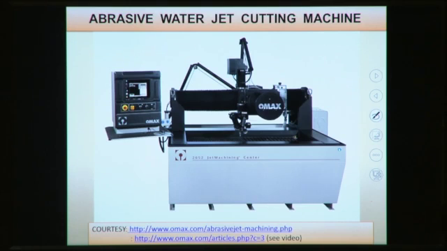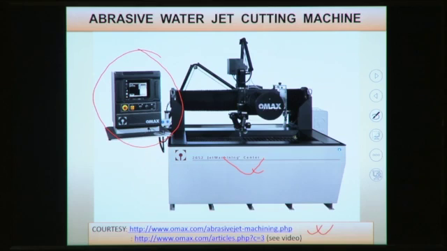Okay, so this is the setup of the abrasive water jet machine. These are the links where you will get more information about this abrasive water jet machine. This is the control panel here. You can write your program, and this is the water tank here.